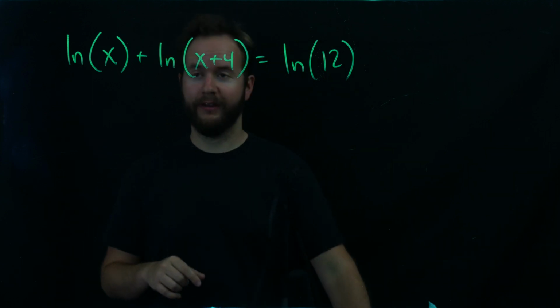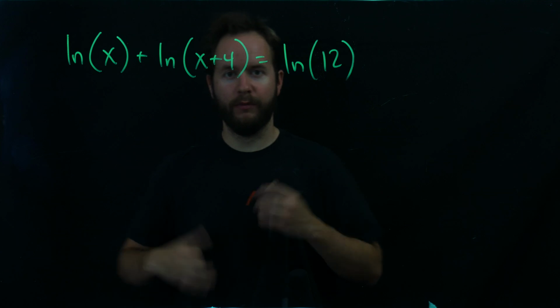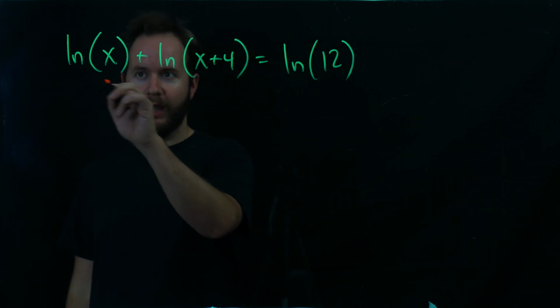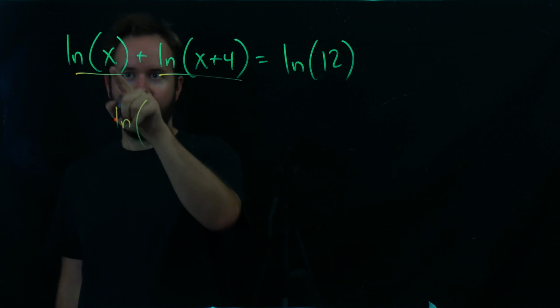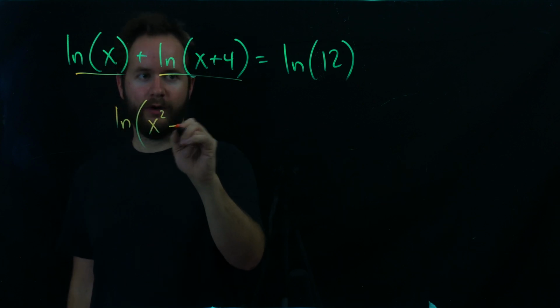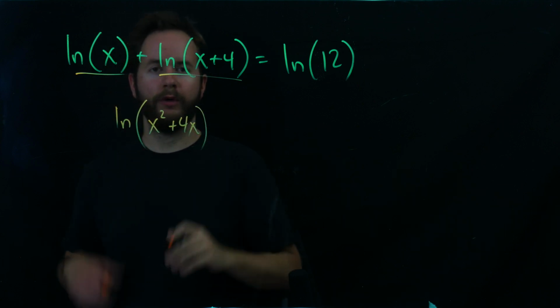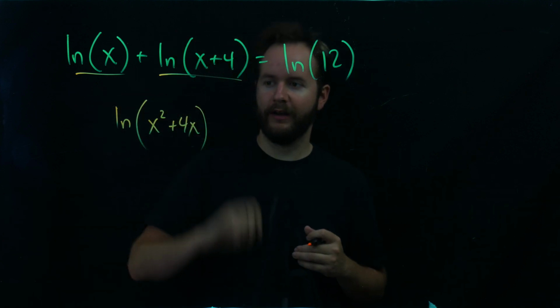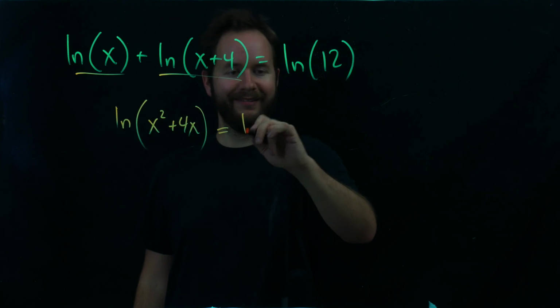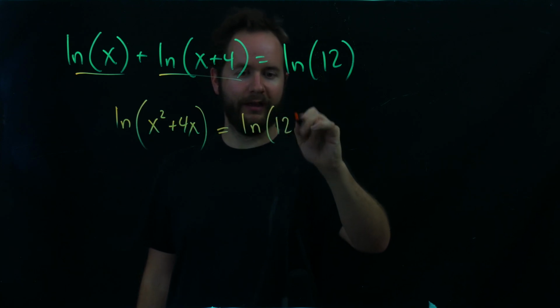One of those log rules says that when we add two logs of the same base, we multiply their arguments. So here we're adding this log and this log. When we add them, we get ln of x times x plus 4, which is x squared plus 4x. So this is just using the rule that when you add two logs of the same base, you multiply their arguments. So x times x plus 4 is x squared plus 4x. The right-hand side doesn't change, it stays the same as ln of 12.